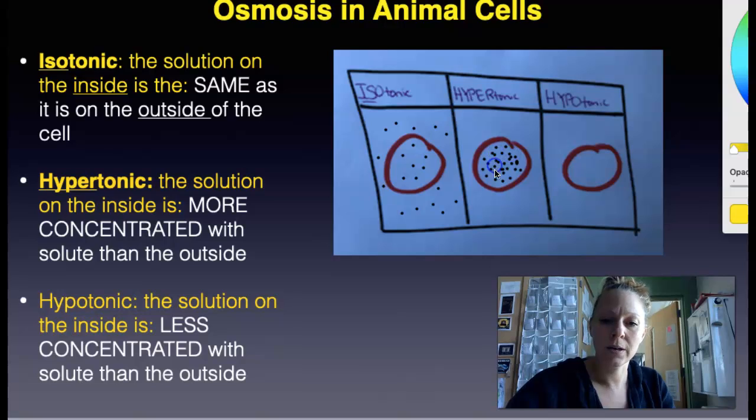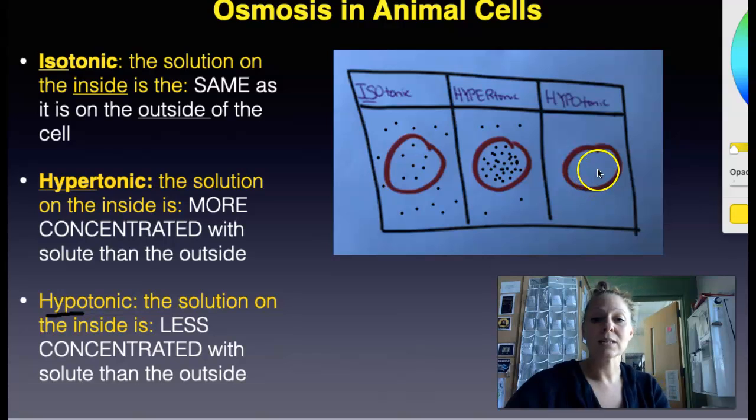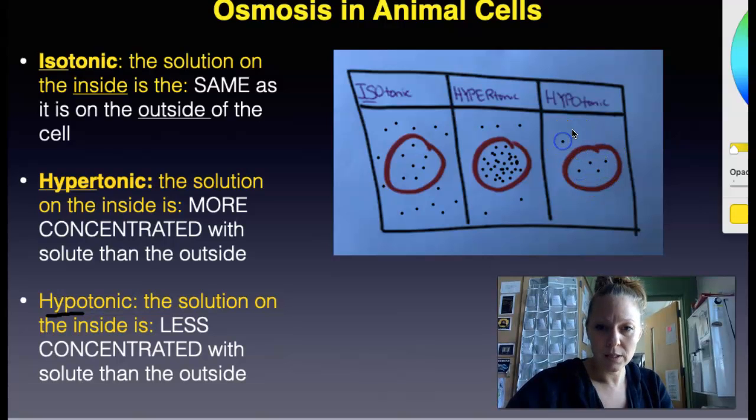So we made that really concentrated, and let's make this just a little bit concentrated. So this is definitely less concentrated. And hypo, if you have hypothyroidism, then you have low energy, hypo. And so the solution on the inside, in this one, is going to be hypotonic, meaning there's going to be less salt.